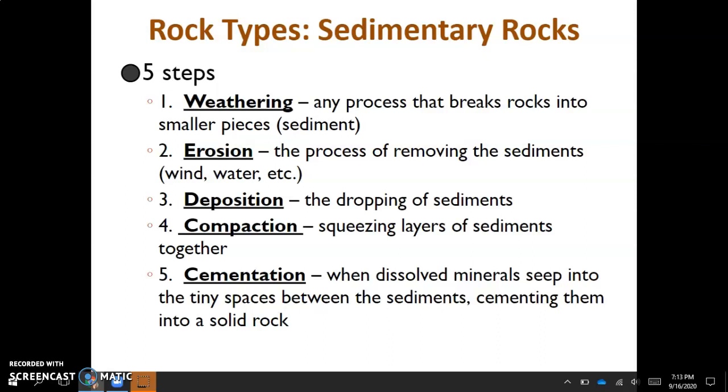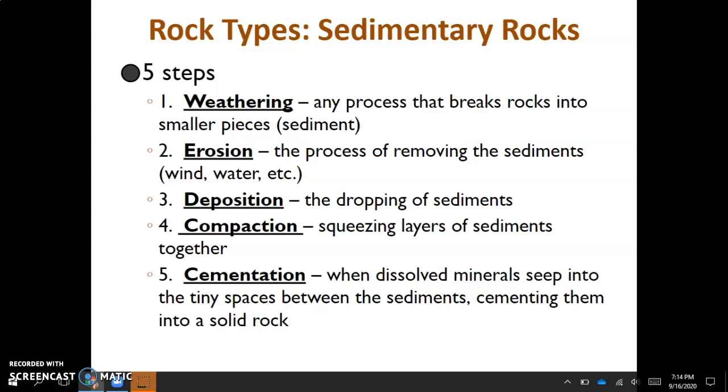Step 2 is erosion. So this is just the process of removing the sediments through wind, water, gravity, etc. 3 is deposition, so the dropping of the sediments. So the sediments will be deposited somewhere. 4 is compaction, so that's the squeezing of layers of sediments together. And then finally you have cementation, and this is when dissolved minerals seep into the tiny spaces between the sediments and cement them into a solid rock.